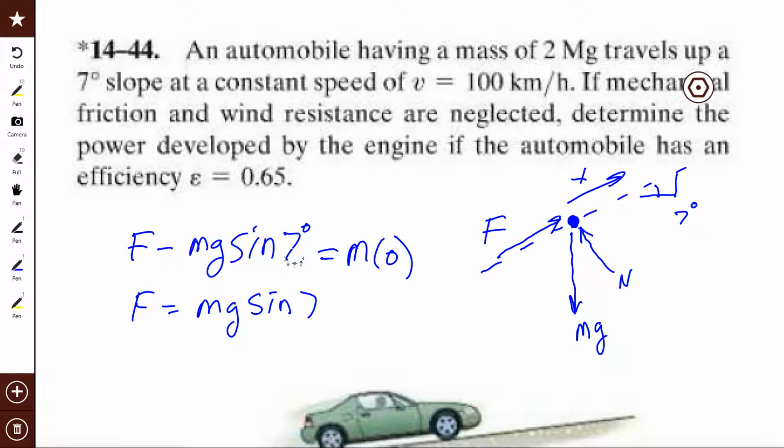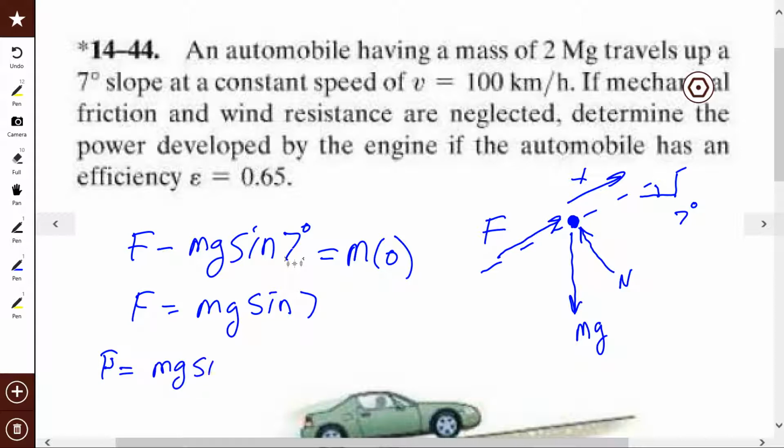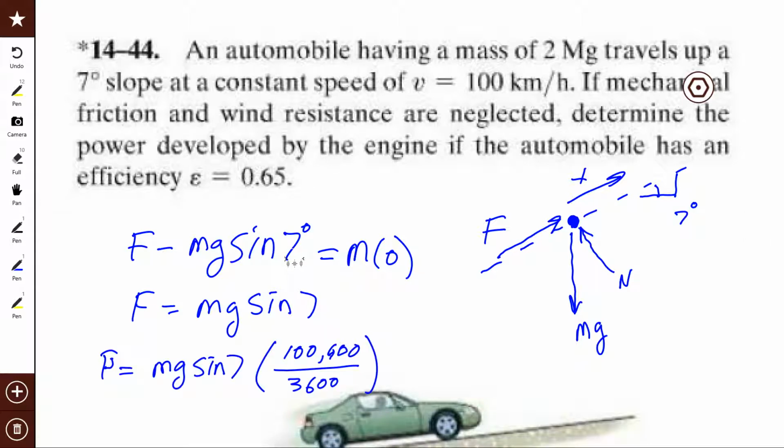What's the power? What's the power that's delivered to the car? What's the definition of power? Very good. Force times velocity. So what's the velocity? Oh, it's 100 kilometers per hour. Okay, so the power equals mg sine 7 times 100 kilometers, that'd be 100,000 meters per hour, over 3,600 seconds. I think I did the unit conversion right. Isn't that meters per second? Yes.